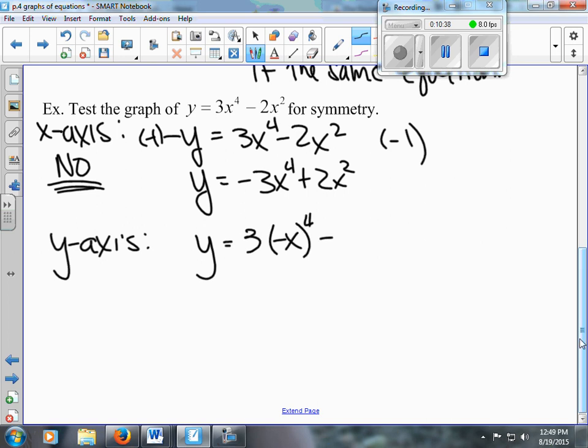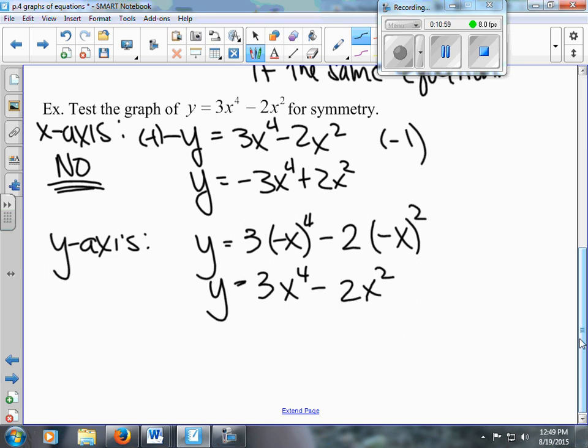So now I have 3 times negative x to the fourth minus 2 times negative x squared. When you follow order of operations, you do the exponents first here. So a negative x to the fourth power, well, a negative times itself 4 times is positive. This is just 3x to the fourth. Same thing happens with the squared, minus 2x squared.